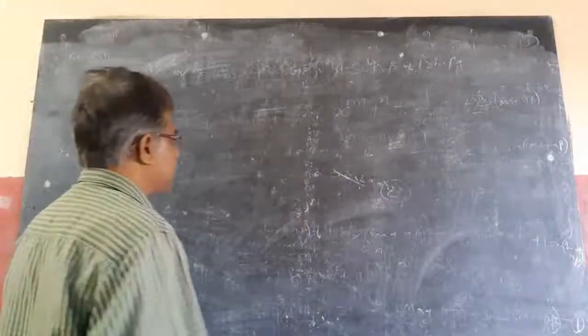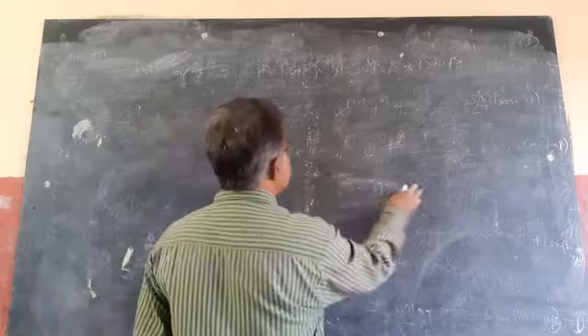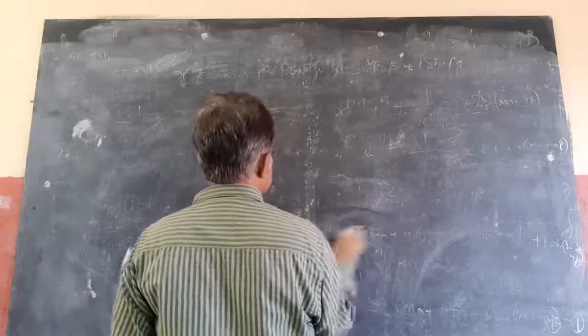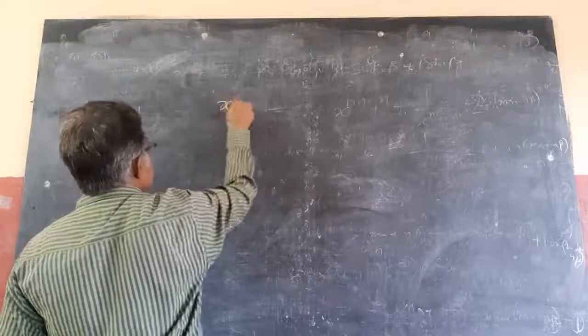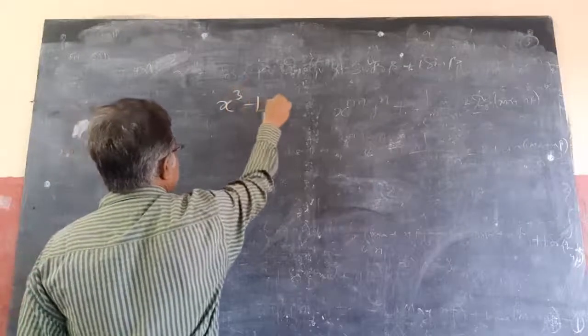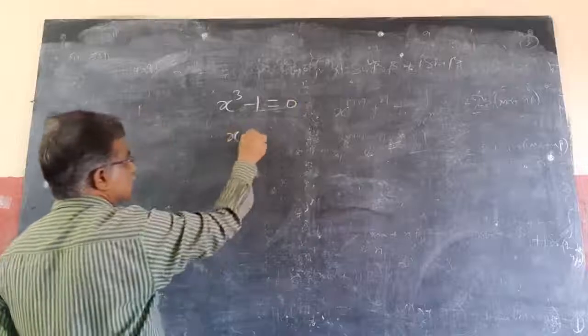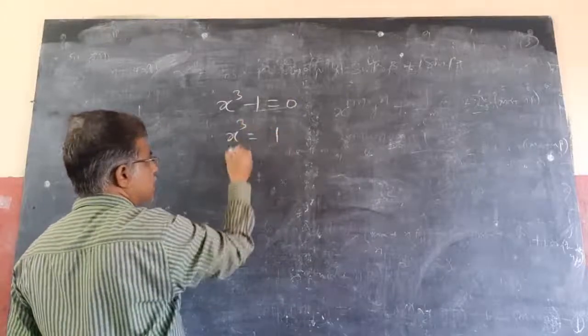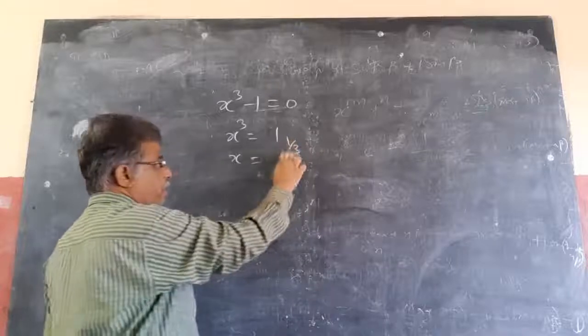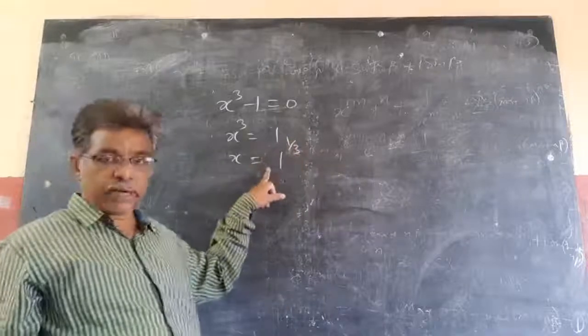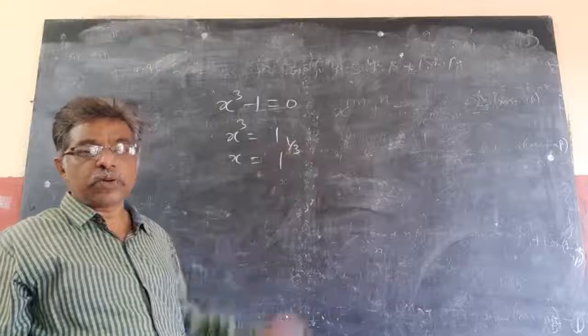What is meant by cube roots of unity? What is meant by nth roots of unity? So first of all, cube roots of unity means we know that x cube minus 1 equal to 0 is nothing but x cube equal to 1, x equal to 1 power 1 by 3. 1 power 1 by 3 means this is cube root of 1 only. So this is called cube root of unity.